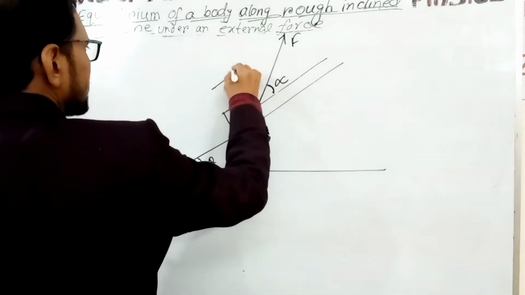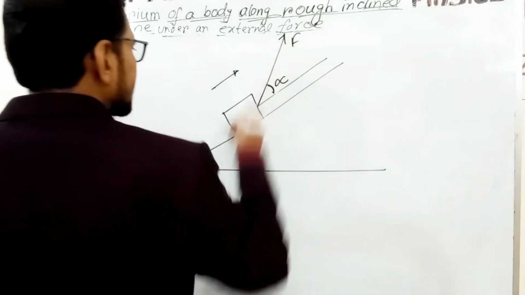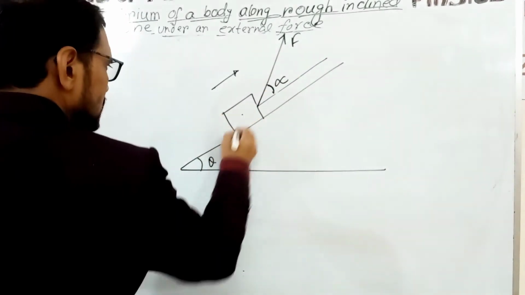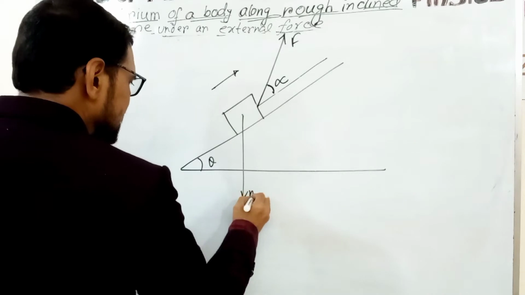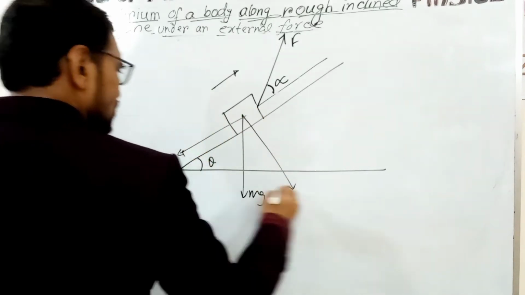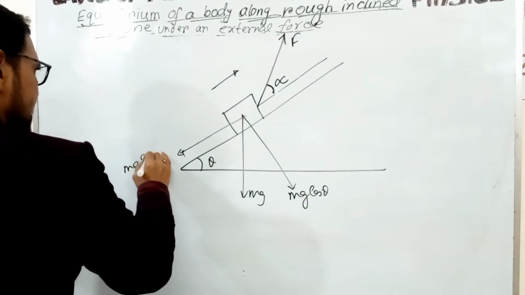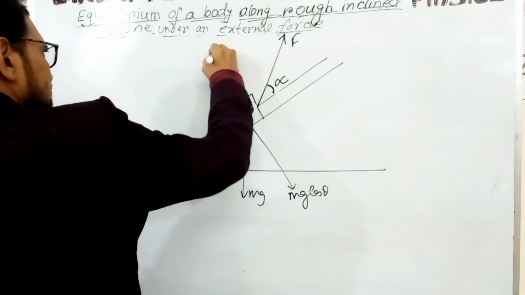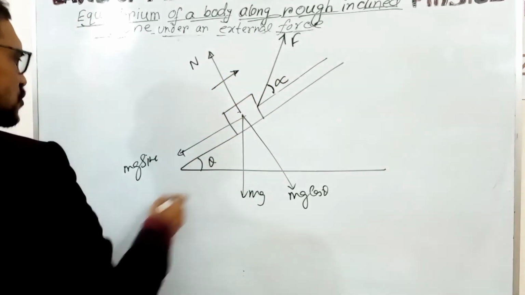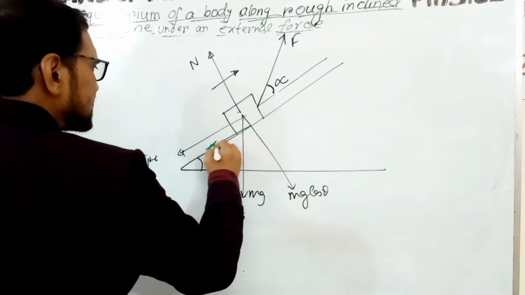Now the body tends to move upward under external force. Now what is the force required? So mg acts in this direction: mg cos theta, mg sin theta, normal direction. Now the body tends to move upward, so the friction force acts in this direction.